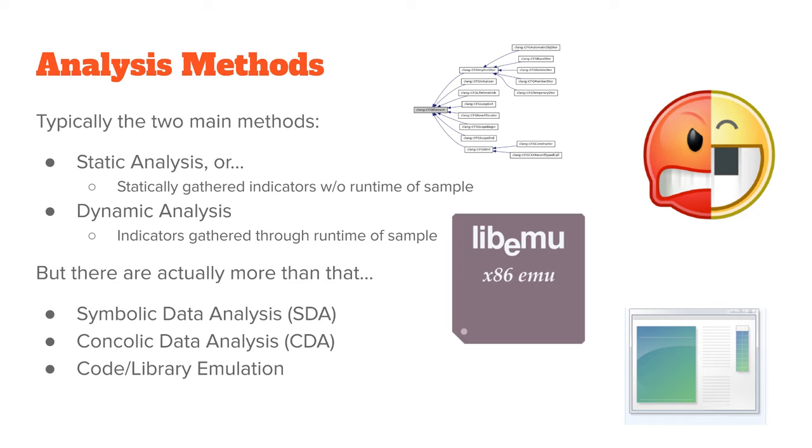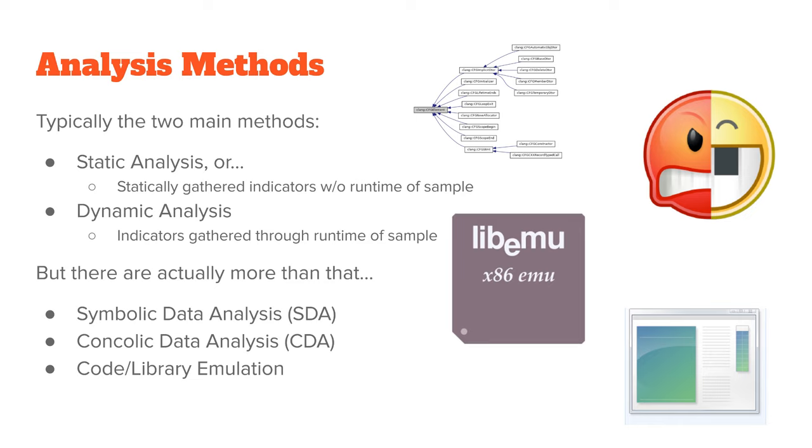Two of the main methods that we should all be familiar with for binary analysis are static analysis and dynamic analysis. Typically, with static analysis, you're statically gathering indicators from a sample without running it. You'd be using things like CFF Explorer to look at the NT headers, imports, exports, or resources from a binary. And of course, with dynamic analysis, you're gathering indicators during runtime of a sample.